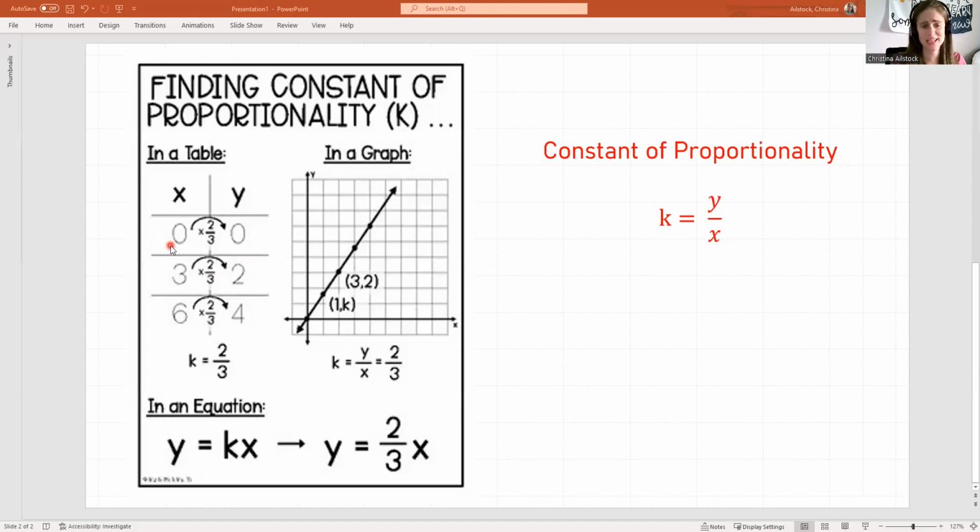All right, I think it's best to do this through examples, so let's not wait any longer. Let's go ahead and hop on over to IXL so you can see exactly what I mean, but make sure you at minimum have this down in your notebooks, that k is equal to y over x, because that's what we're going to be using in all of our problems today.